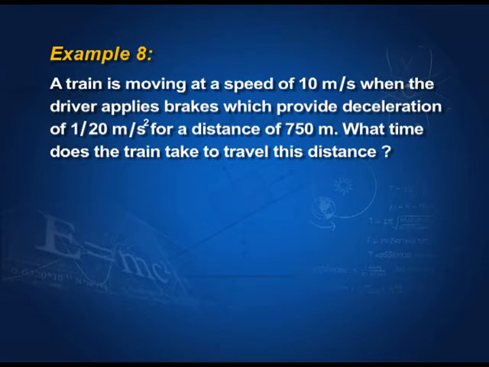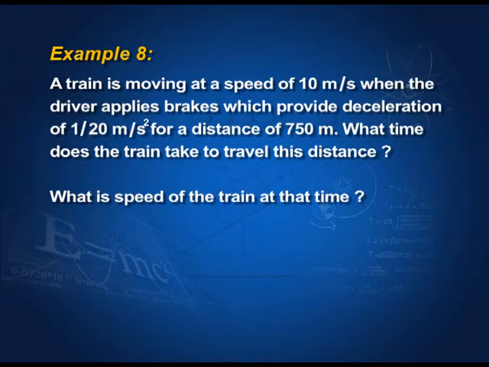A train is moving at a speed of 10 meters per second when the driver applies brakes which provide deceleration of 1 by 20 meter per second square for a distance of 750 meters. What time does the train take to travel this distance? What is the speed of the train at that time?